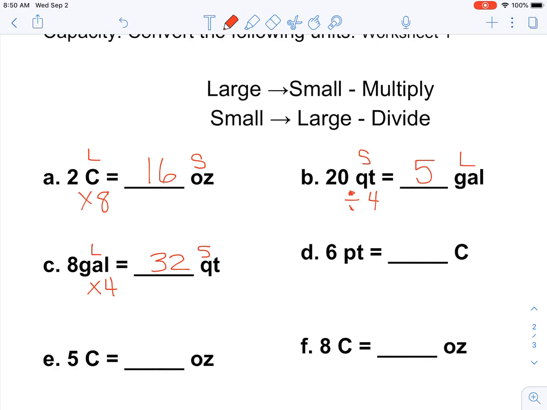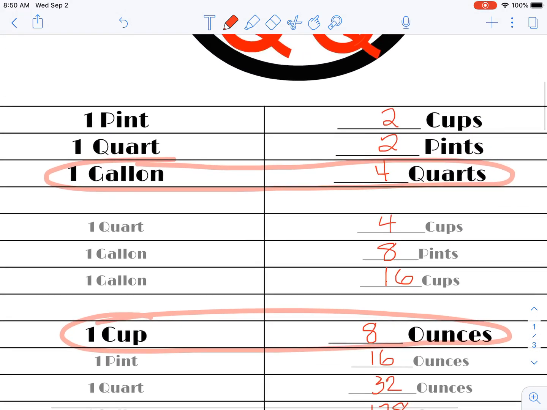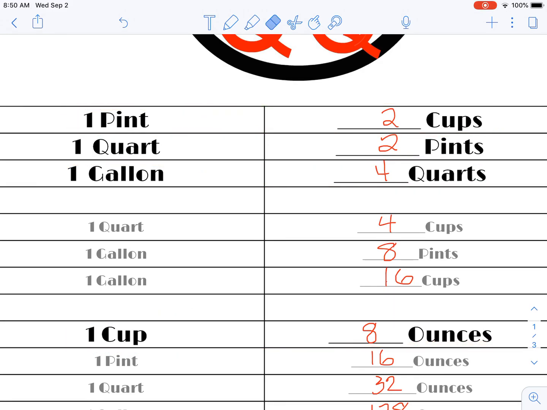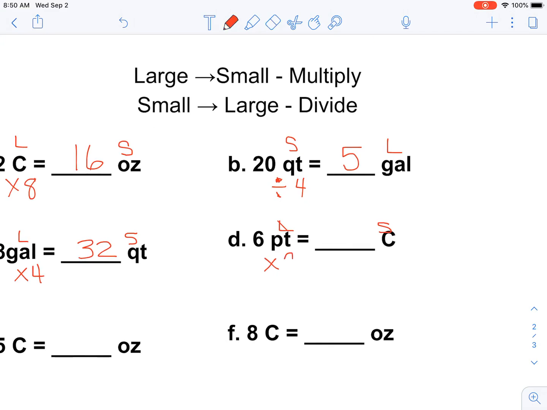Okay, let's do one more. A pint is larger than a cup. So this is large to small, which means that we're going to multiply. And if you don't remember what pints and cups are, you go back here and you find it, pints and cups, right at the very top. So there are 2. 6 times 2 is 12. So in 6 pints, there are 12 cups.